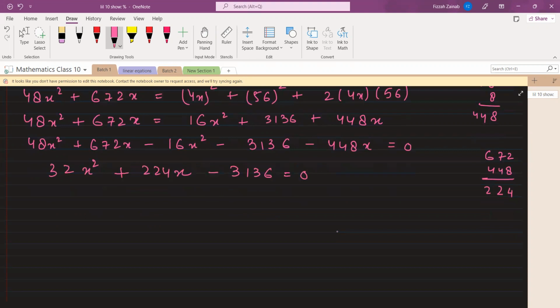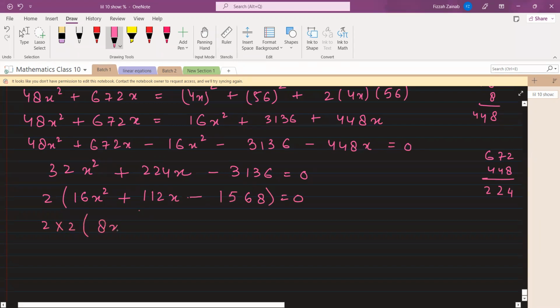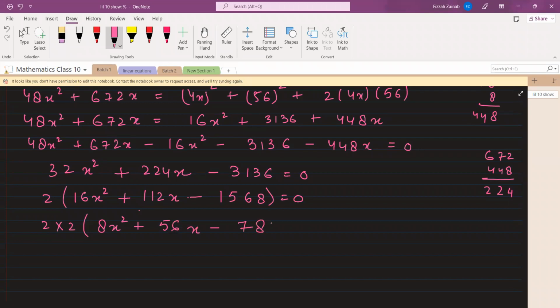Now all are even numbers, so you can start taking common. First of all, take 2 common. So what do you get? 2 into 1 and 2 into 6 is 12. 16x square plus 112x minus 2 into 1 is 2, 11. 2 into 5 is 10, 13. 2 into 6 is 12, 16. 2 into 8. So this 2 will go in. Okay, one more 2 you can take out common, as you can see, right? So that becomes 8x square plus 2 into 5 is 10, and this becomes 5. Okay, minus 7 into 14, 8 into 16, and this is 4.